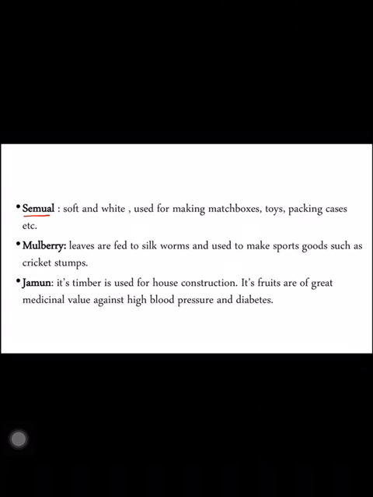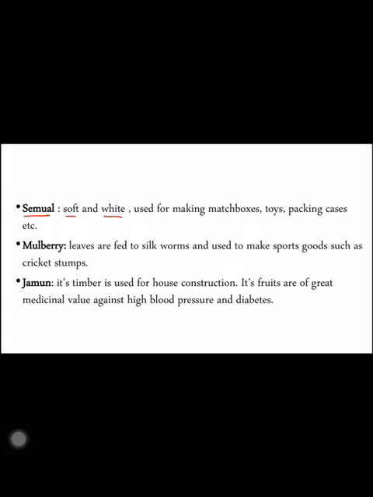Simul. Simul is soft and white. It's a softwood, which is white in color, mostly used for matchboxes. That's a keyword. Sometimes they ask you to name the following. Toys are made of simul. I'm sure you've seen toys which are made up of white colored and very soft wood.